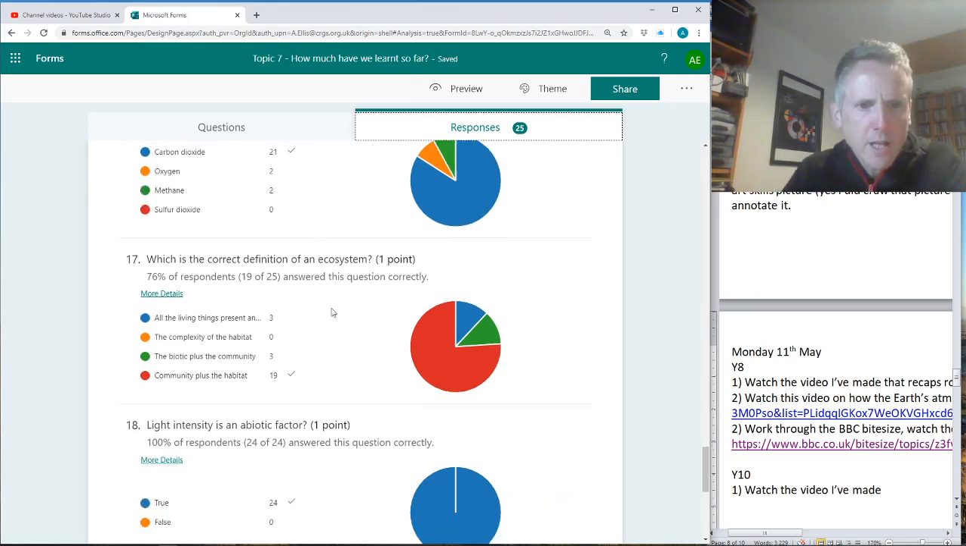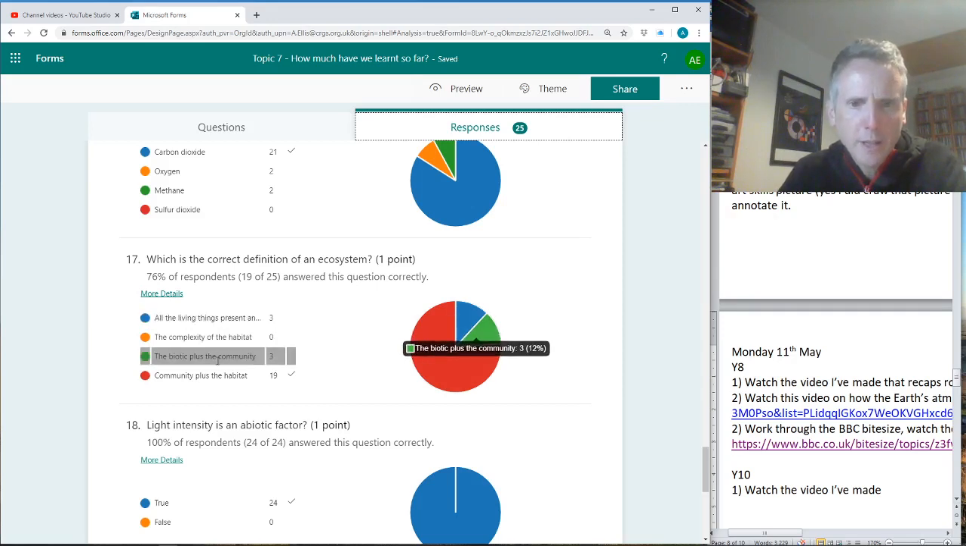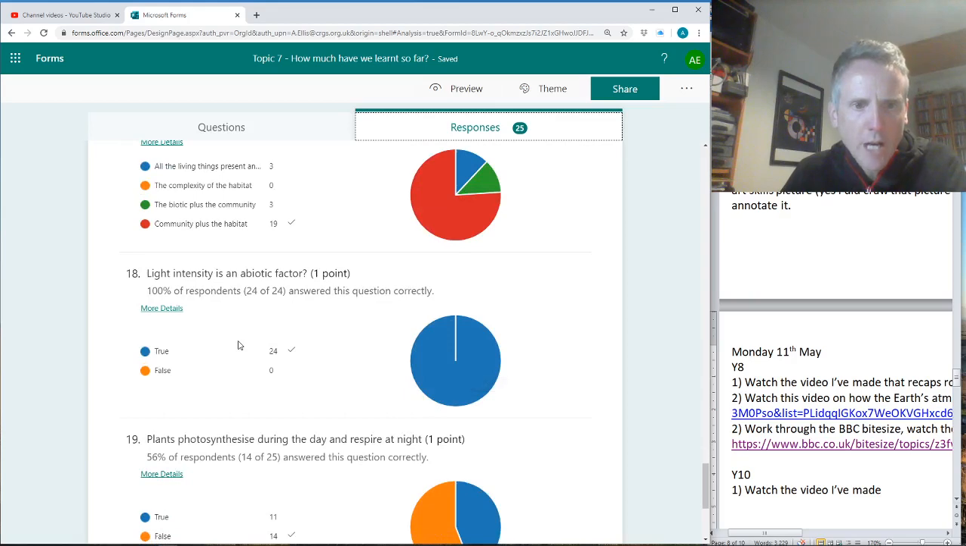About 16, to clarify that, which is the correct definition of an ecosystem? Yeah, it's a community plus habitat. Some of you put it's all the living things present and how they interact. No, that's more a community. The community is the biotic, so an ecosystem is the biotic plus the abiotic. The posh word for the abiotic is the habitat, and the posh word for the biotic is a community. So well done, the 19 of you. Everyone got that one right.